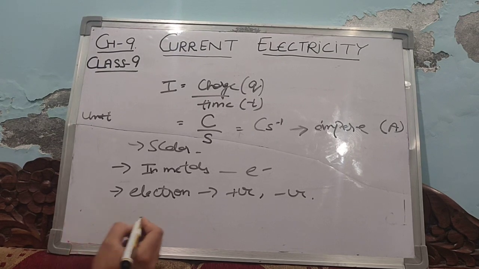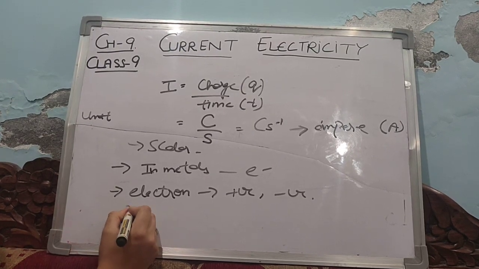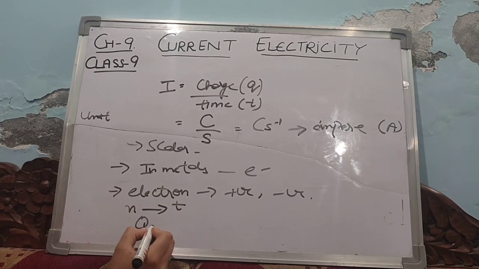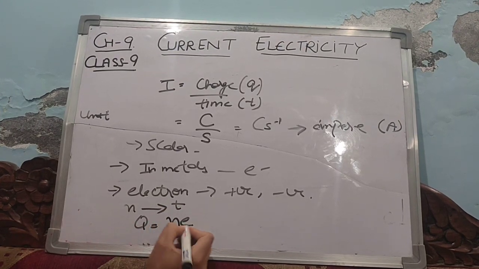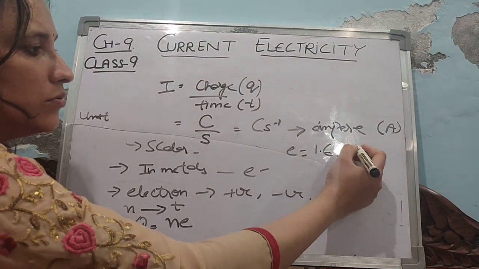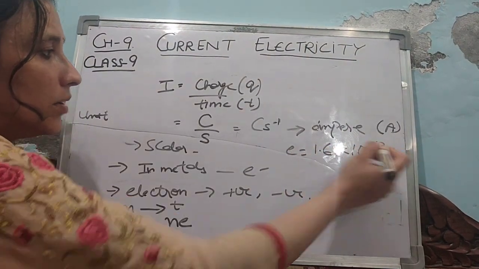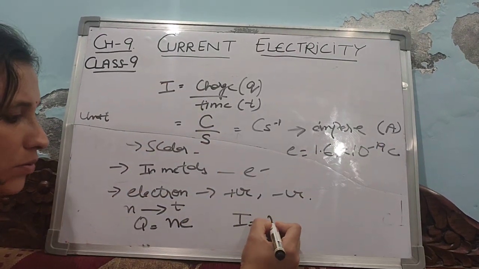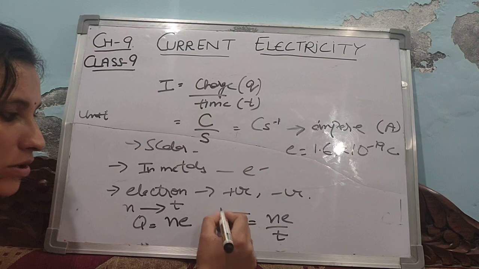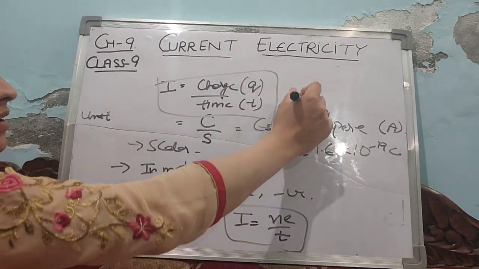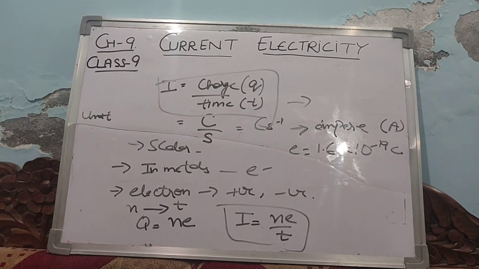Then what about total charge? If n electrons flow through the conductor in time t, then charge will be equal to Ne, and we know the charge on one electron is equal to 1.6 into 10 raised to power minus 19 coulomb. So if I put this value here, I will be equal to Ne upon T. So you can use these two formulas for solving the numericals. So this was all about your electric current.